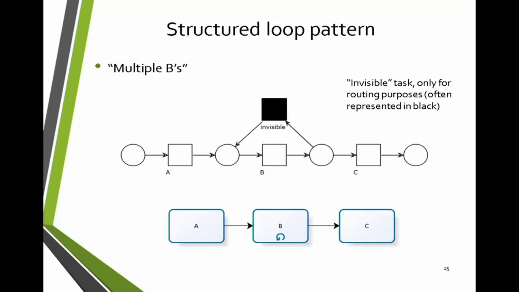That's what you see modeled here. So we want to do B multiple times. We want to allow that B iterates, right? That you can do B and then B again. Well, therefore you need this construct.